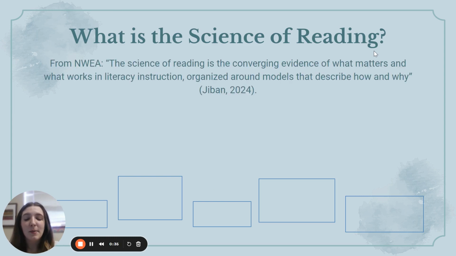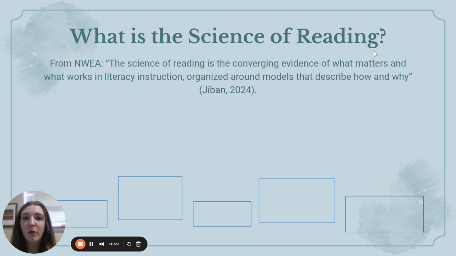According to the NWEA, the science of reading is the converging evidence of what matters and what works in literacy instruction, organized around models that describe how and why, which is just kind of a long way of saying that we take the pedagogically informed approach that we as teachers are used to seeing and learning about, and it is now informed with some other disciplines.